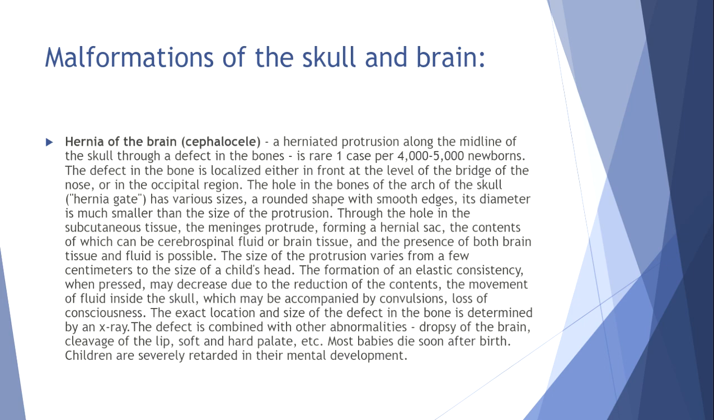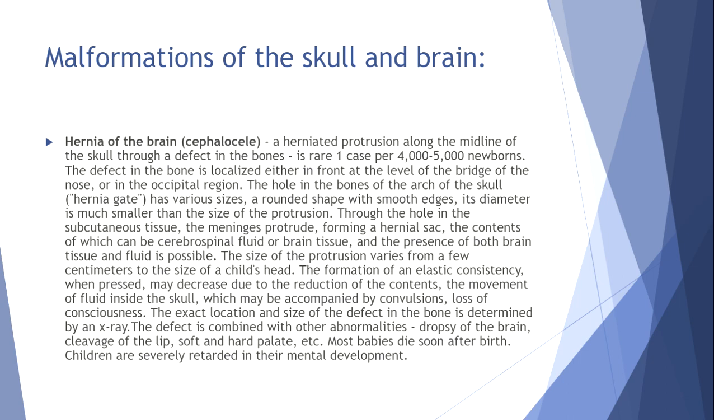Malformations of the skull and brain. We divide this lecture into two parts because it's so much material. So, hernia of the brain, cephalocele. A herniated protrusion along the midline of the skull through a defect in the bones. It is rare, one case per 4,000–5,000 newborns.